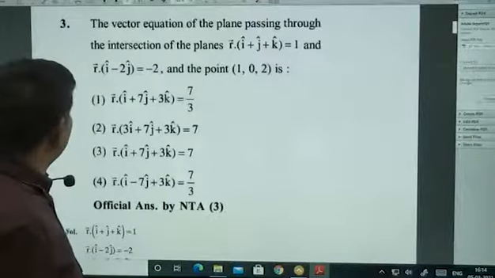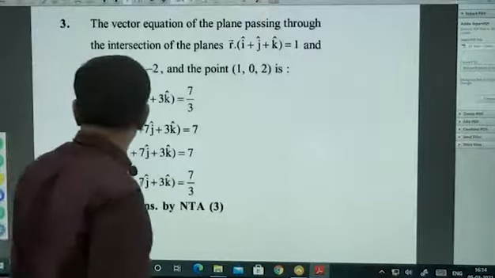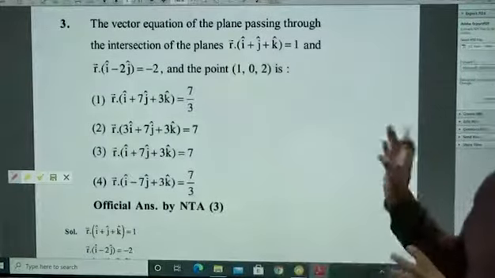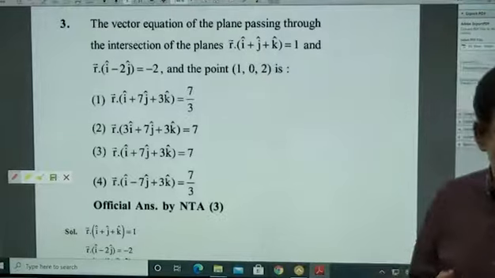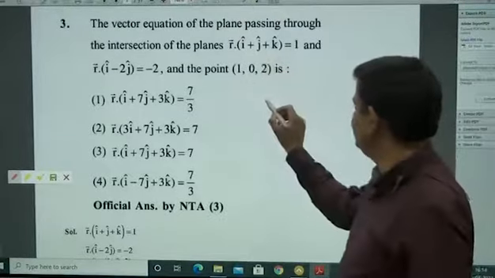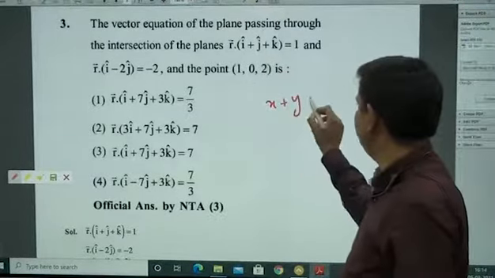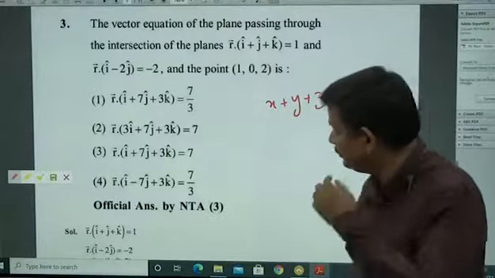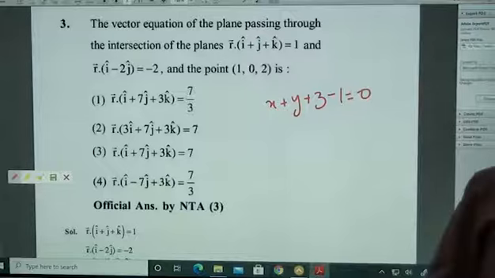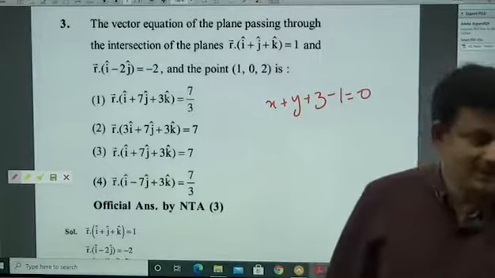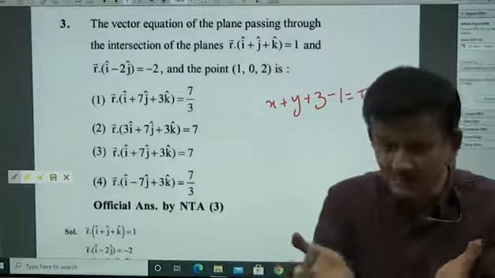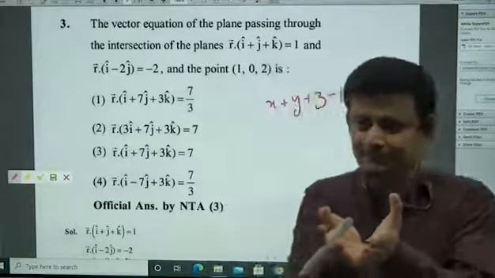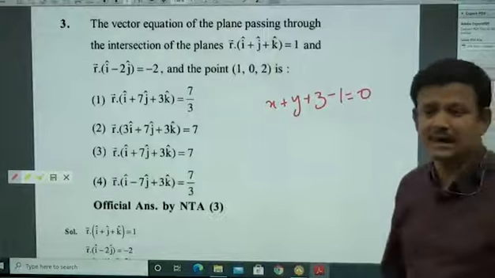Next, vector equation of plane passing through 2 planes. So instead of writing vector equations, 3D would be much more comfortable for us. So what is this first plane? x plus y plus z minus 1 equal to 0. What is the second plane? x minus 2y plus z equal to 0. Vector equation of a plane passing through the line of intersection of two planes, family of planes, is given by P1 plus lambda P2.